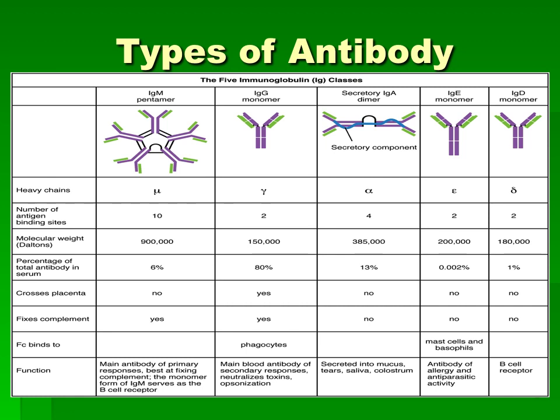Okay, this is a Y-shaped molecule that has 2 antigen binding sites. This is the most common antibody in the plasma that's floating around. So most of the immunoglobulins in the plasma are IgG. It's made in a secondary response. It's very good at neutralizing toxins.